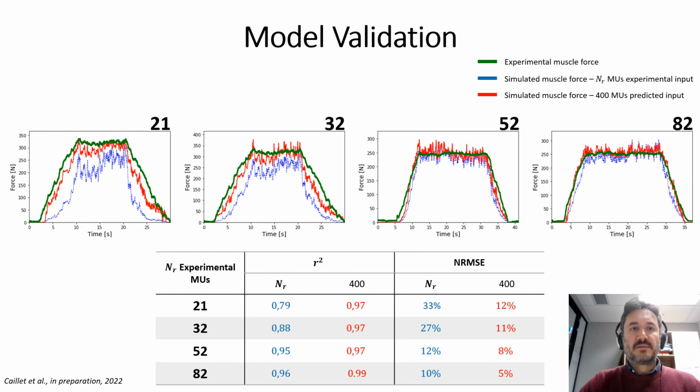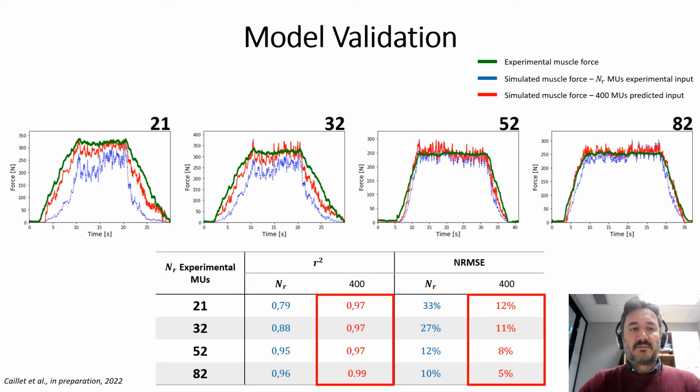As I already hinted, our simulations were validated by comparing the simulated muscle force against the force trace derived from the experiments. The agreement was quantified in terms of coefficient of determination and normalized root mean square error, considering 4 cases with 21, 32, 52, and 82 motor units respectively, as mentioned when describing the high-density surface EMG decomposition results. According to these metrics, the muscle force obtained simulating the complete motoneuron pool with 400 virtual motoneurons, in red, matched very well the experimental force trace.